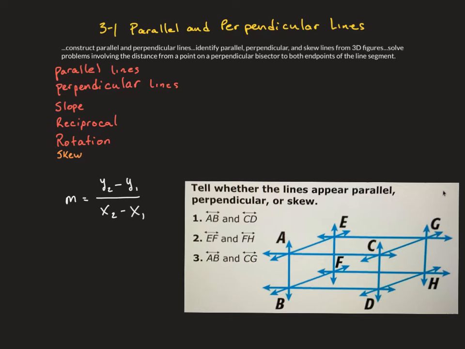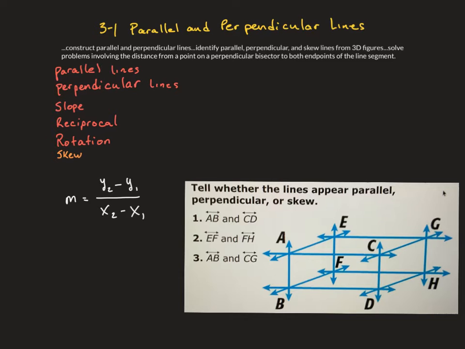So as we continue working with parallel lines, perpendicular lines, we are going to construct parallel and perpendicular lines. We'll identify parallel, perpendicular, and skew lines from 3D figures. We also solve problems involving the distance from a point on a perpendicular bisector to both endpoints of a line segment, and do some examples here in a minute.